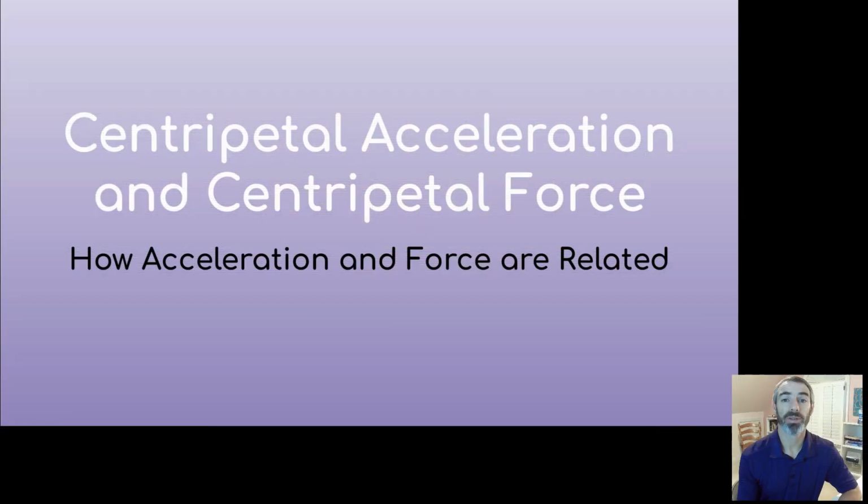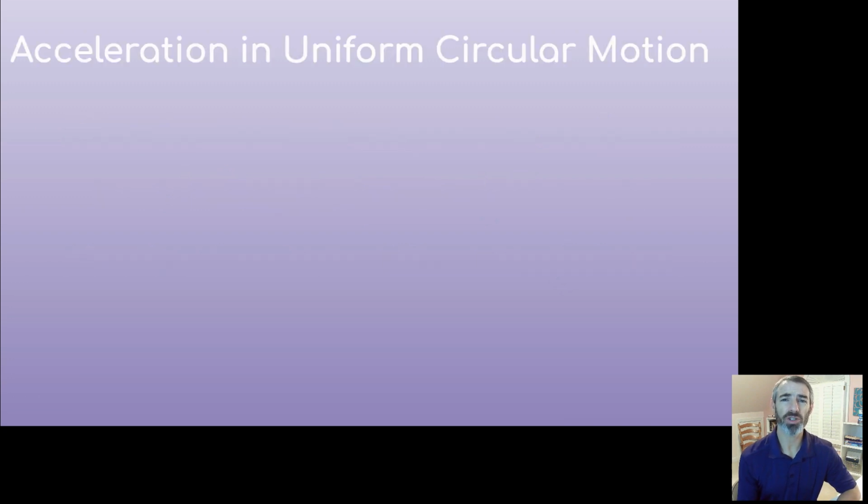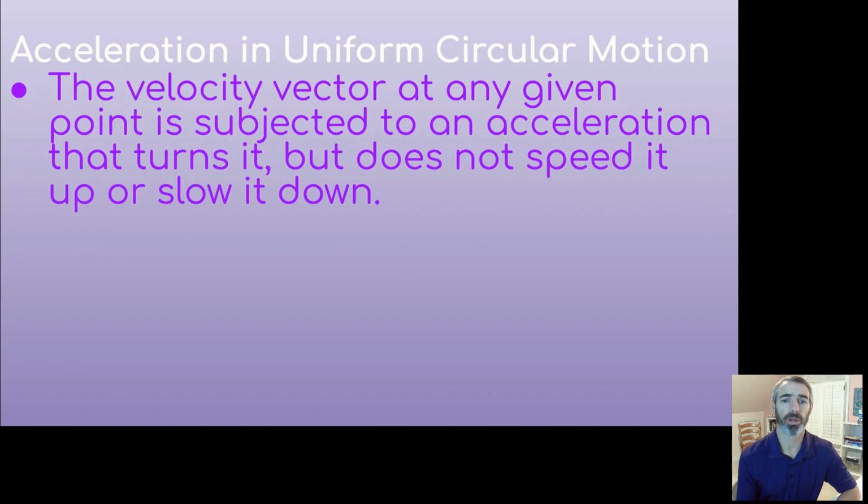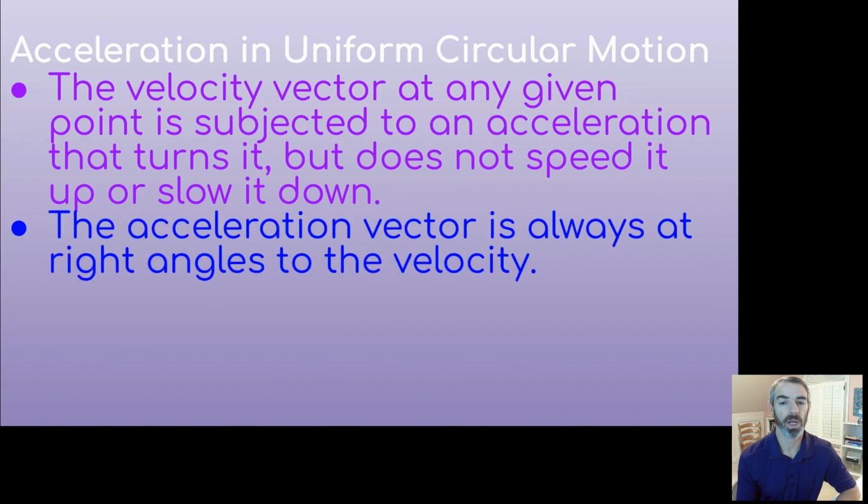In this video, we're going to talk about centripetal acceleration and centripetal force and how they're related to each other. So let's first review the motion map properties. A velocity vector at any given point is subjected to an acceleration that turns it but does not speed it up or slow it down. The acceleration vector is always at a right angle to the velocity, and the acceleration points toward the center of the circle, and the velocity is drawn tangent to that circular path.